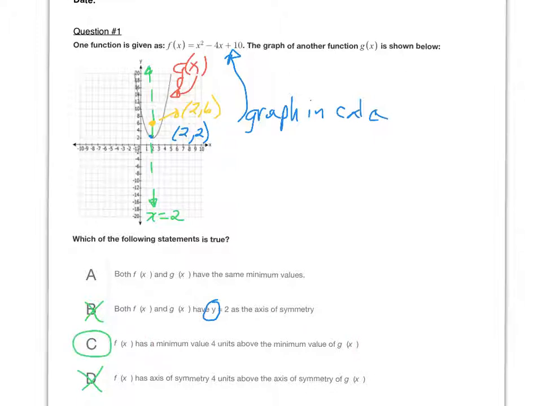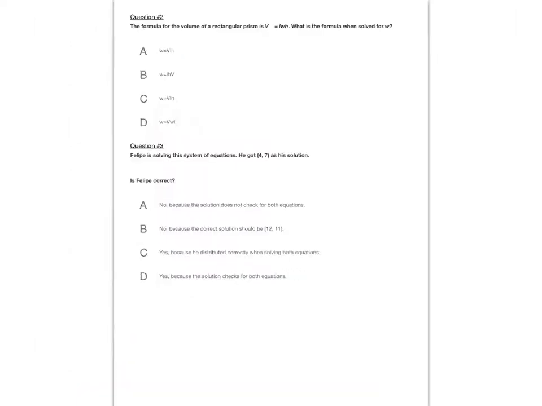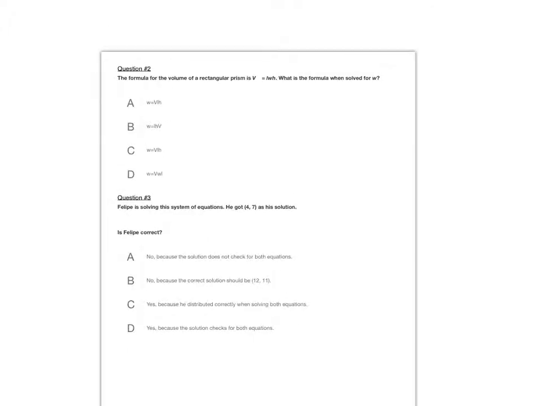Next question. Whoops, let me erase that. Try to get my moving function. All right, so question 2.